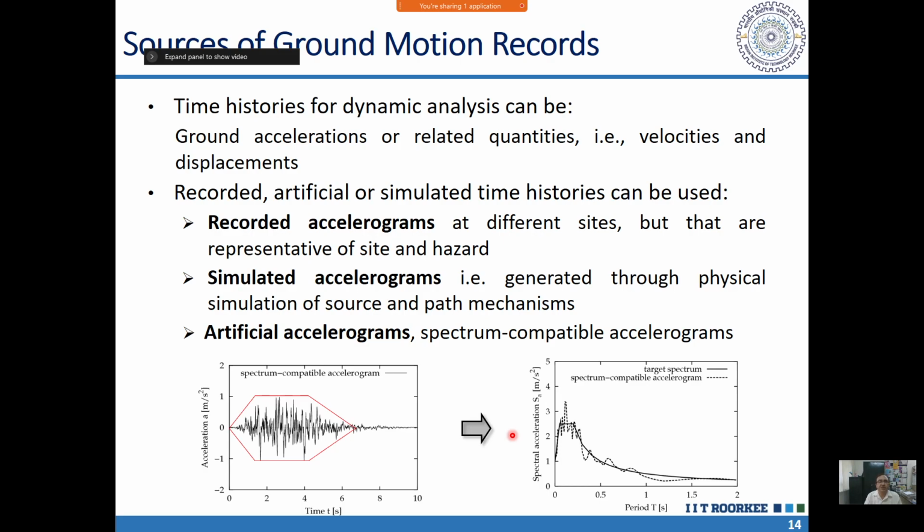And these time histories are to be either obtained from the pool of recorded accelegrams. So there are different websites where earthquakes recorded worldwide are provided. We can select the appropriate earthquake from there. So there has to be a proper selection procedure that requires some skills. If such recorded accelegrams which are representative of my site are not available, then we can go for simulated accelegrams or artificial accelegrams.